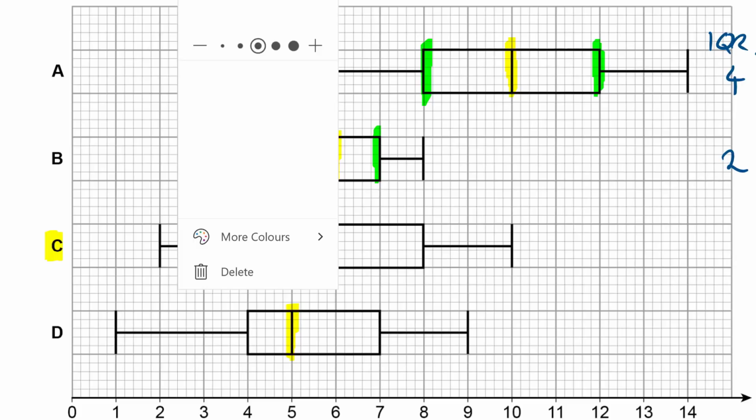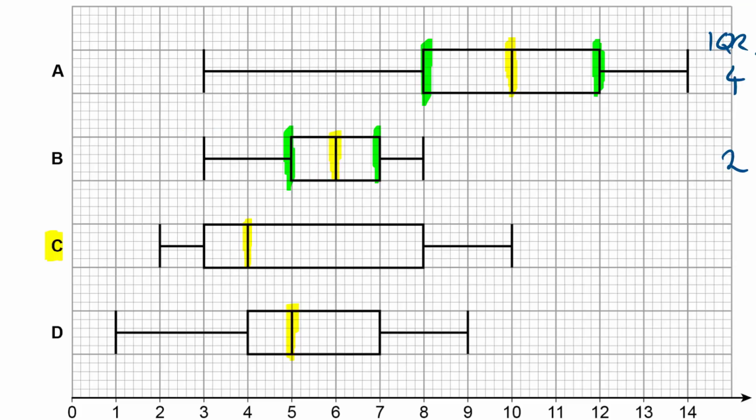Supermarket C, it's got quite a wide variation here. Goes from 3 all the way up to 8, giving it an interquartile range of 5. And then D goes from 4 up to 7, giving us an interquartile range of 7. So in terms of the interquartile range then, the one with the least amount of variation is going to be this one here, which is B. So B has the least variation, so it's the most consistent, isn't it?